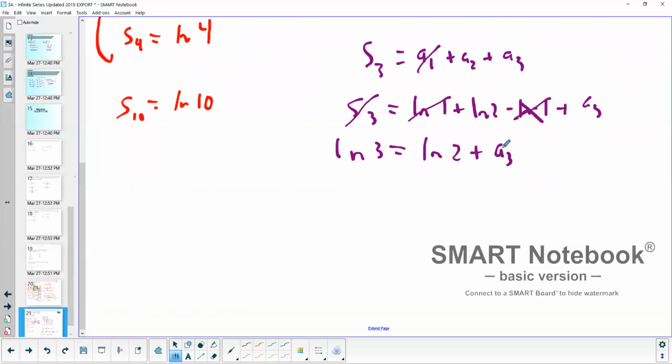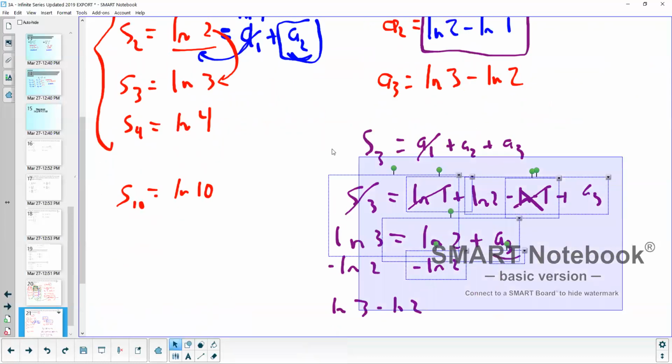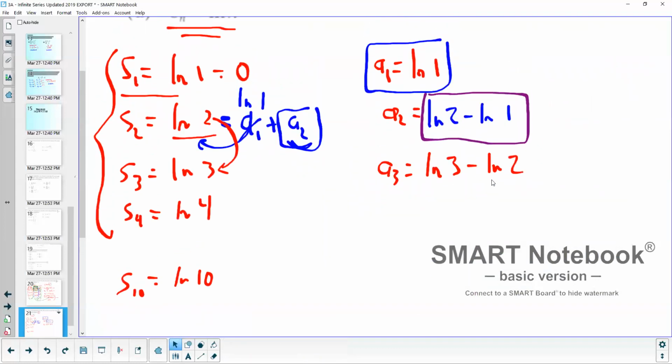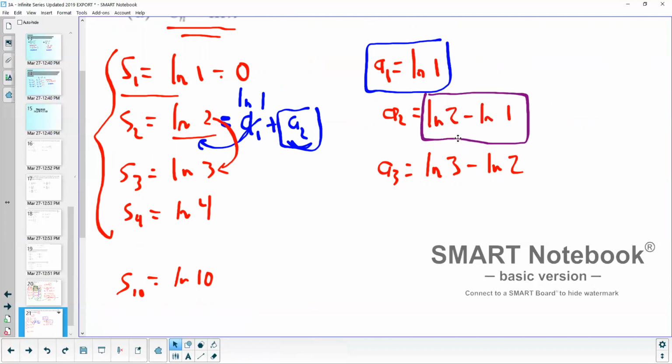And now, similar to what we did before, if I want to know what the third term is, I need to subtract the natural log of 2 from both sides. And so in this case, the third term in the series is equal to the natural log of 3 minus the natural log of 2. And so I'll let you pause if you need to see that again, but I'm going to go ahead and get rid of that and change these to the same color.